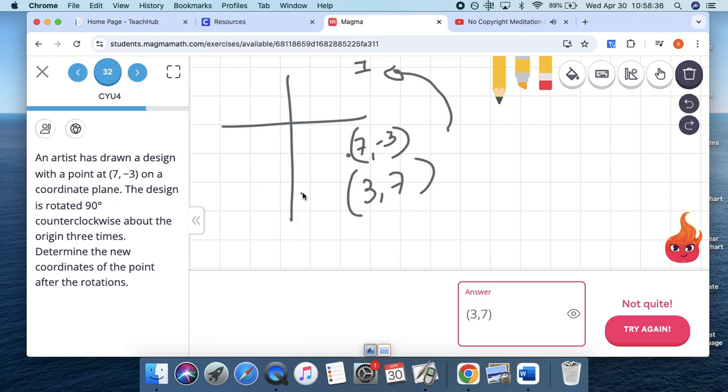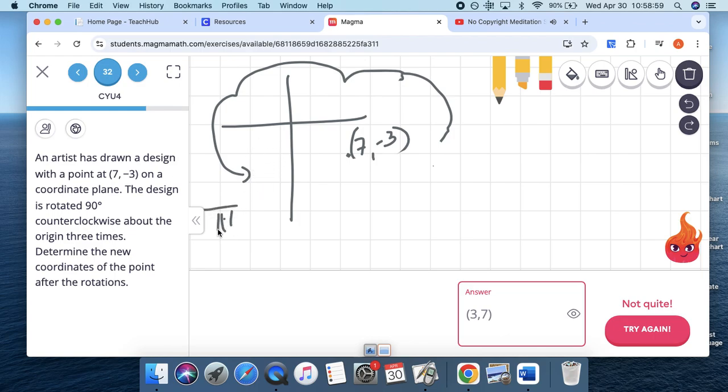Nope. Oh, sorry, the design is rotated 270 degrees counterclockwise about the origin. Sorry, I didn't read that. Mistake, so let me redo that. So this point is going to travel 1, 2, 3 quadrants over here. So it actually lands in quadrant 3. In quadrant 3, the x is negative, and so is the y.